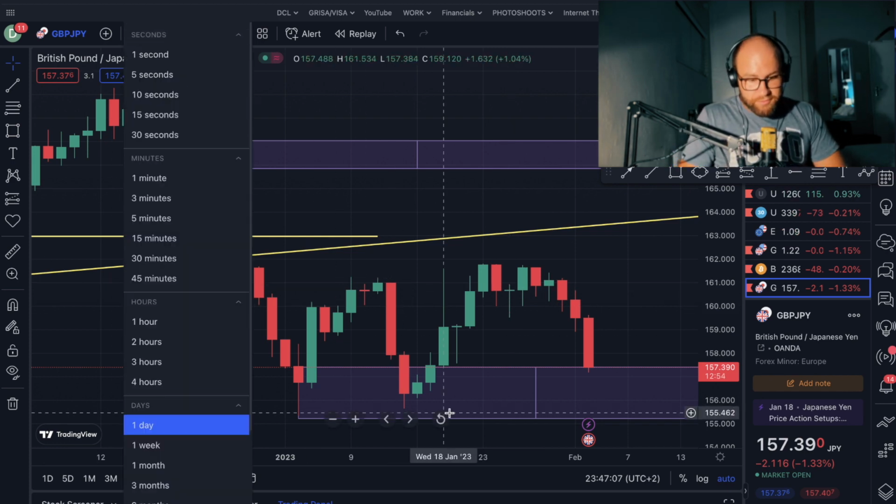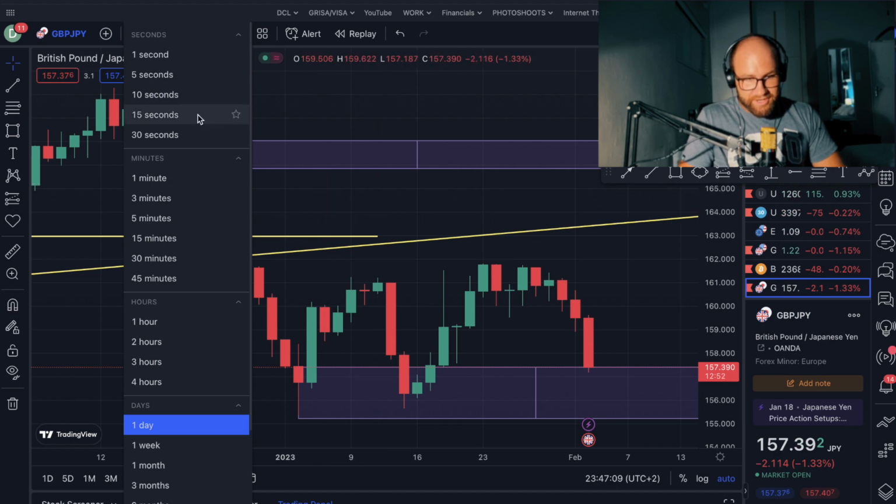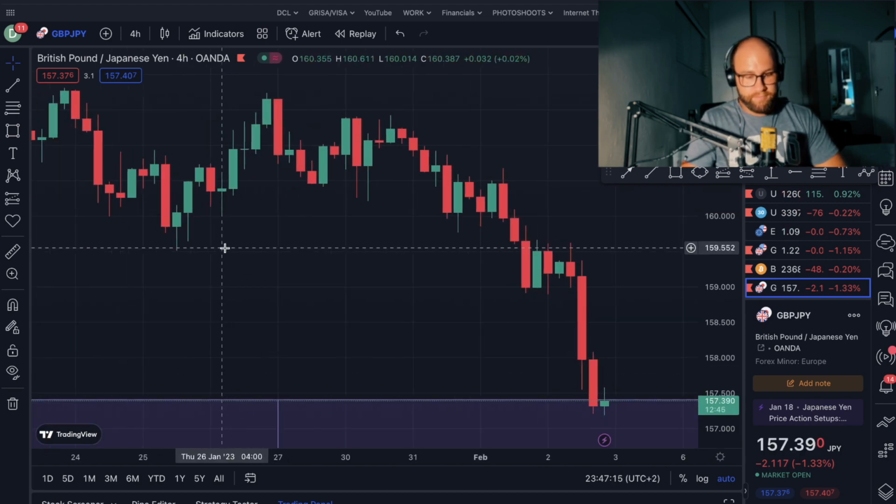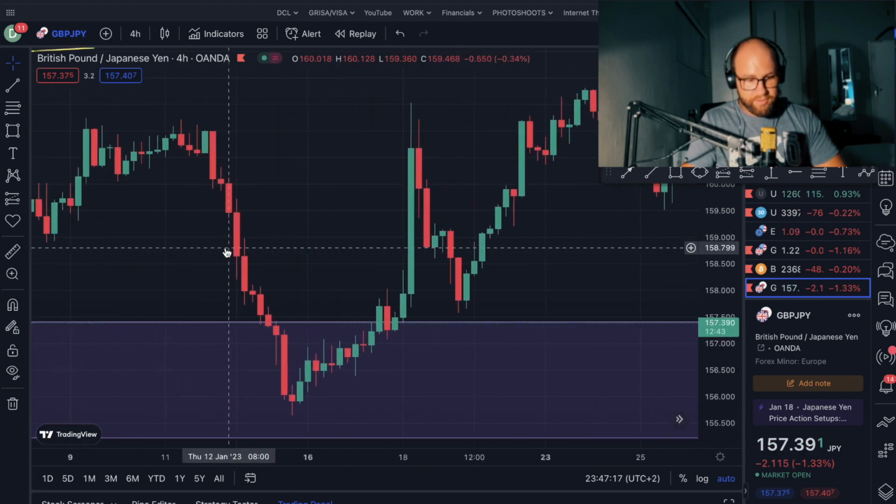Now, we know this is also a tested demand zone. So I'm going to leave it there for now, just so you guys can see what happens. We're going to go down from the daily to the 4-hour time frame. Now let's look at what happened here.